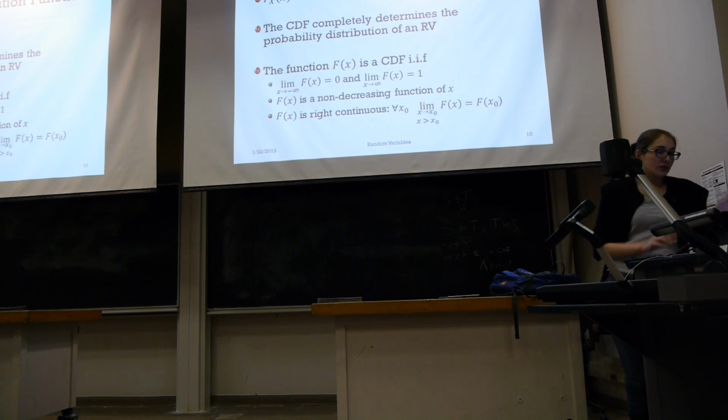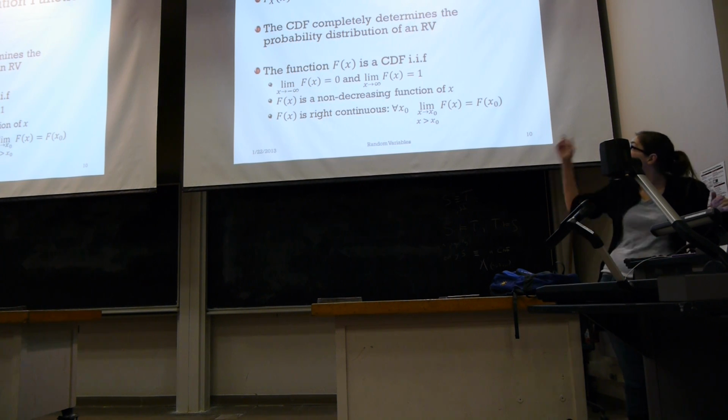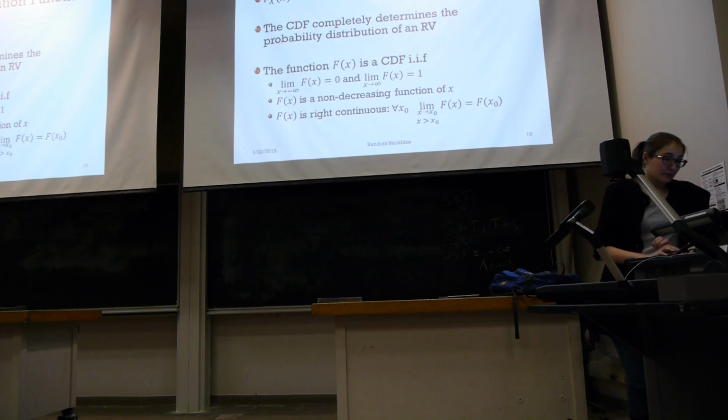So a cumulative distribution function basically is what determines the probability distribution of a random variable. It's defined as the probability that the random variable will take less or equal values than the argument of the CDF, which is what's stated in the first line.